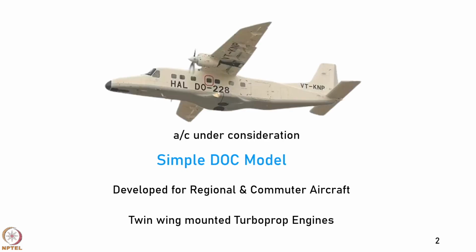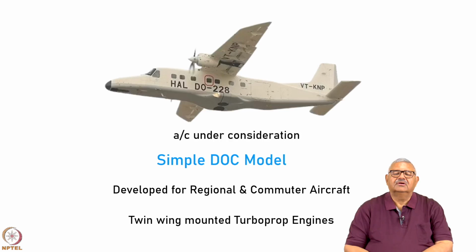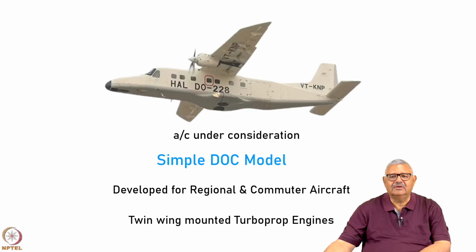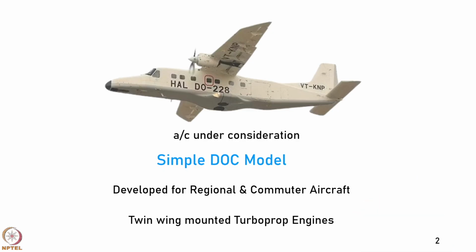Now, we are going to apply this model to look at the operating cost of the Dornier 228-212 aircraft developed by HAL Kanpur, an aircraft on which I worked for about 3.5 years when I was working in HAL. So, I have taken the example of an aircraft which is familiar to me. We will use this model to calculate the DOC of this aircraft on a particular route.